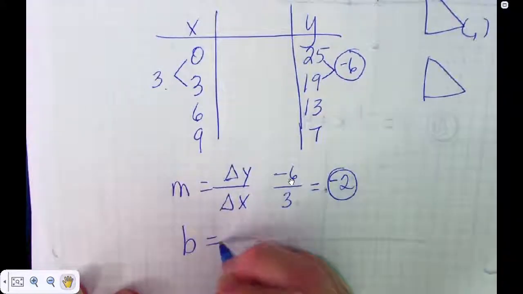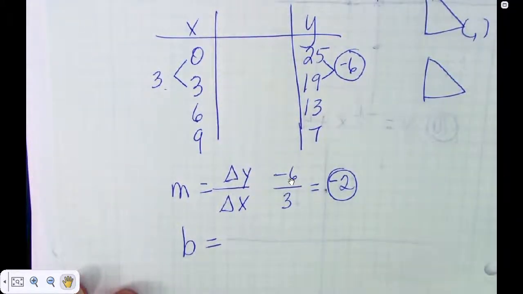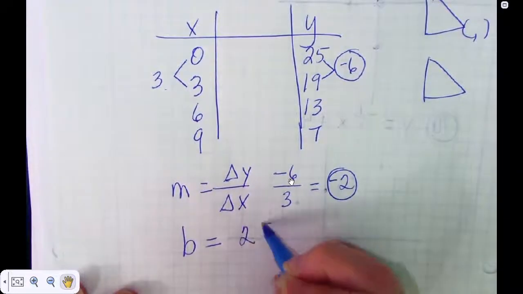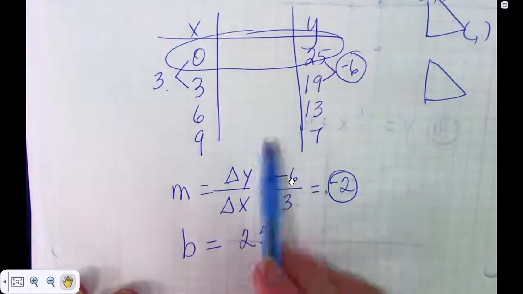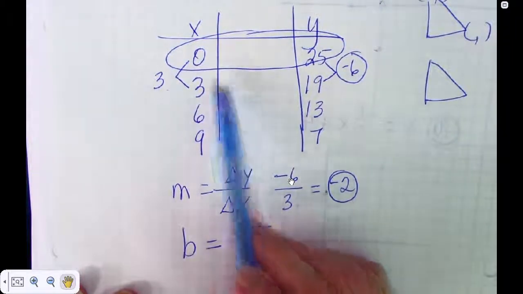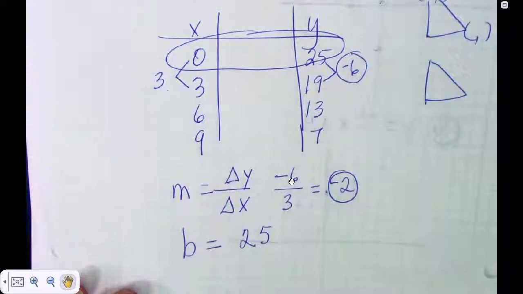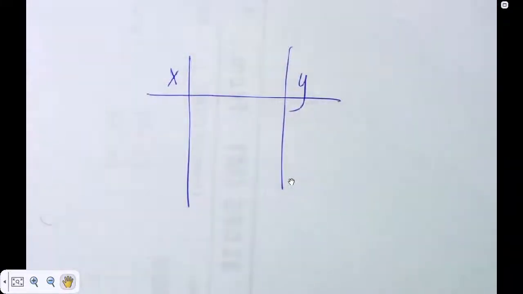What is my y-intercept? Where did you get 25 from? Look, it's 0, 25. It gave it to us on the table. Weren't they nice? Oh, that was so generous. Okay, erase that and do another H chart, please.